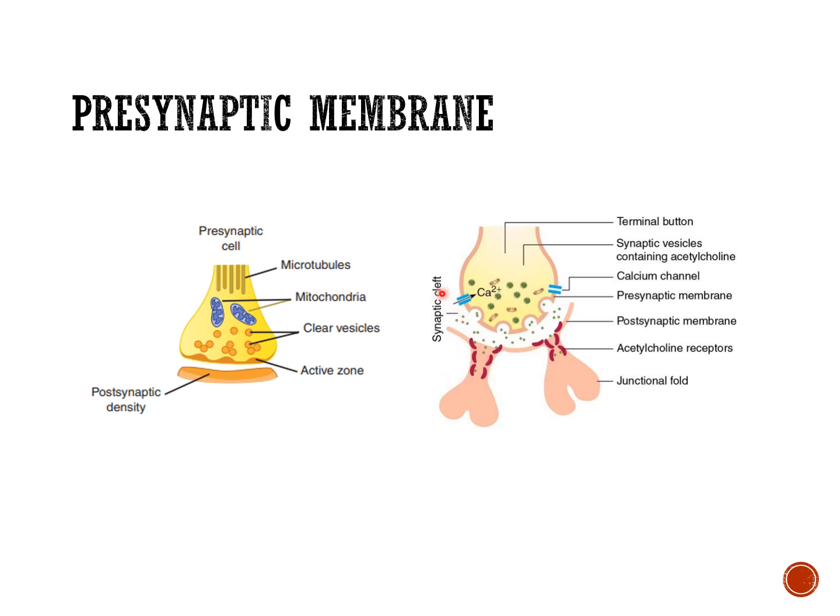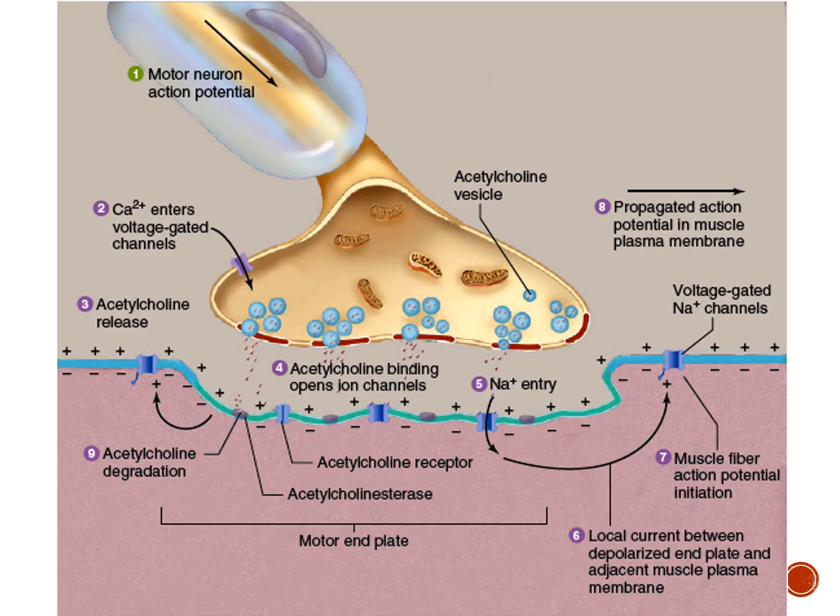So here you can see the presynaptic membrane contains voltage gated calcium channels, and the postsynaptic membrane contains acetylcholine receptors. So how does neuromuscular transmission occur? When the action potential reaches the nerve terminal of the motor neuron, what happens? There is opening of the voltage gated calcium channels. We said that the presynaptic membrane contains voltage gated calcium channels. Whenever the action potential reaches the nerve terminal, the voltage gated calcium channels will open up.